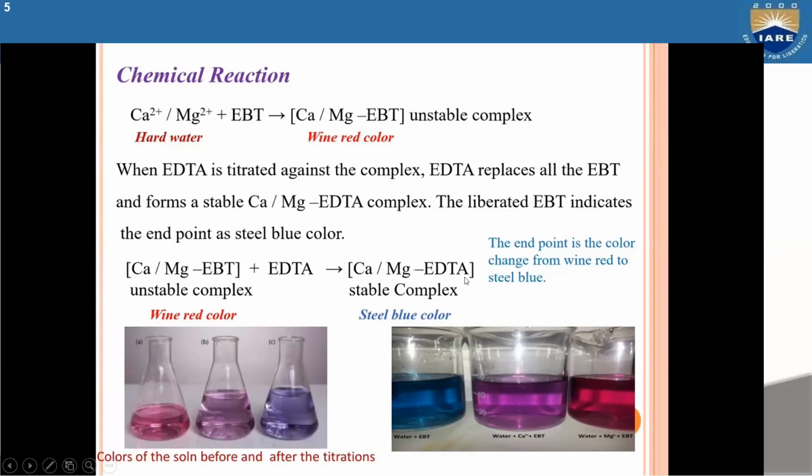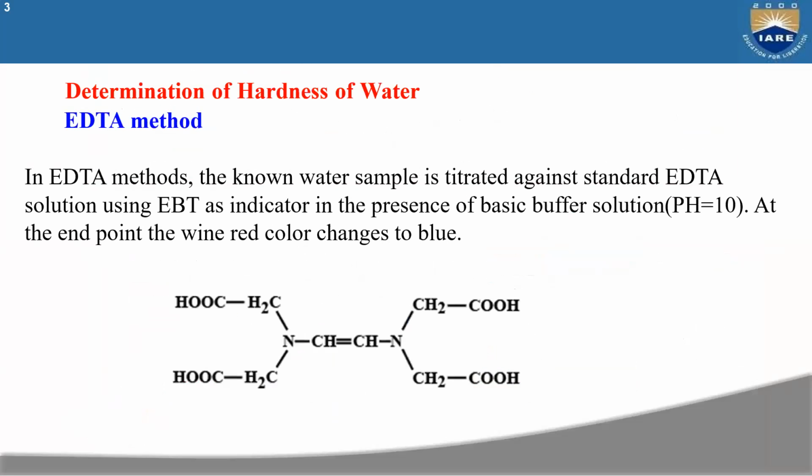So EDTA means ethylene diamine tetraacetic acid. This is the simple structure of EDTA. In the middle we mention the ethylene group. Diamine: di means two, amine means NH2 NH2. Instead of H, we place the acid groups. Four acid groups are present in ethylene diamine tetraacetic acid; tetra means four.